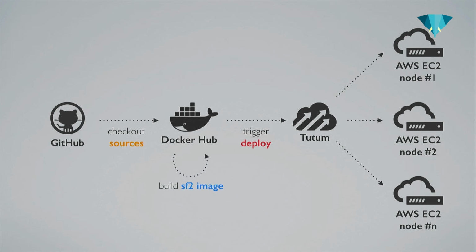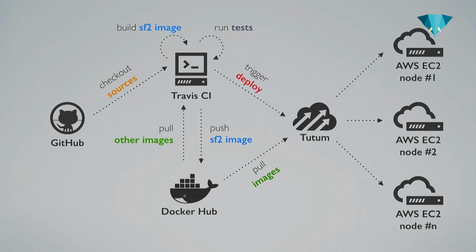This process is good enough, but it lacks one important step. What should be done before we actually start a deployment? Any guesses? Tests, perfect. We should run tests. So, since we cannot run tests on Docker Hub, we need to make a small change in this part and add some continuous integration service to our process.